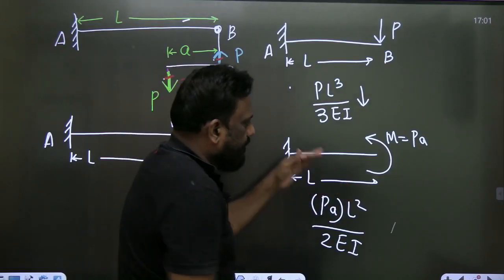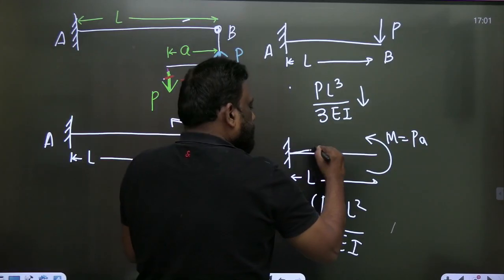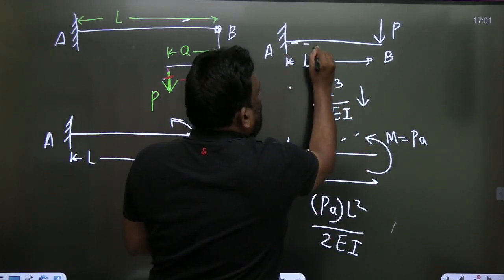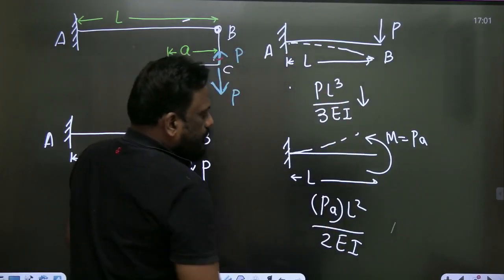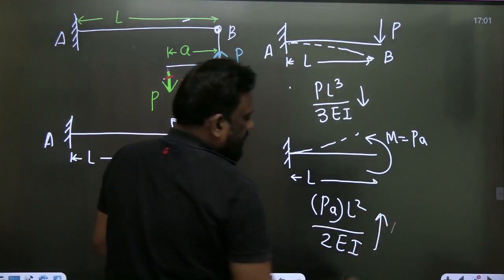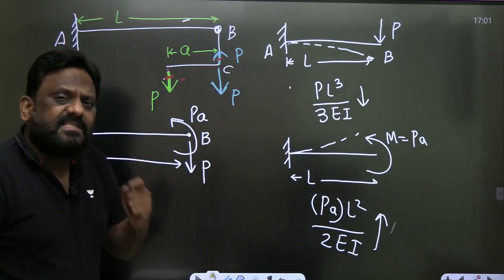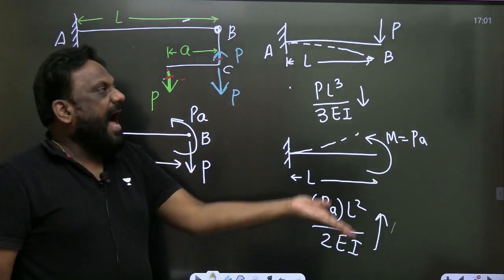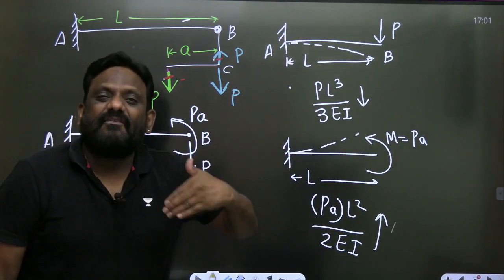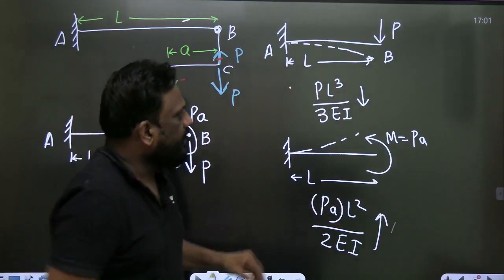The moment deflection tries to lift it up, and the load tries to deflect it downwards, so this one is in the upward direction. When is the deflection at this point 0? When the upward and downward deflections are the same, the net effect will be 0. Equate these two.